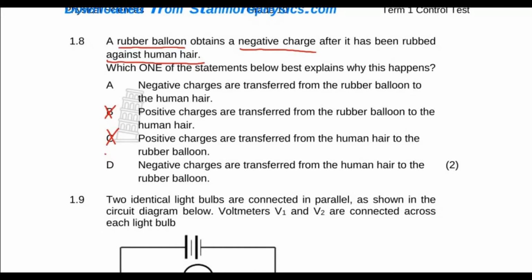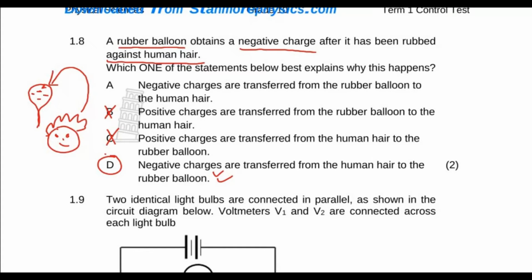And now, what can be transferred? We said it's negative charge. So they say this balloon was rubbed against human hair. So there's your hair. So you rubbed it, and then after that it obtained a negative charge. Remember, negative charges are the only ones that can be transferred. It means the negative charges in this instance were transferred from the hair to the balloon. So this is the correct answer, D.